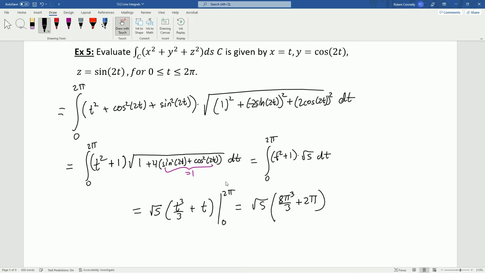And when we evaluate at 0, that's just going to be 0. Okay, that's it for that example.